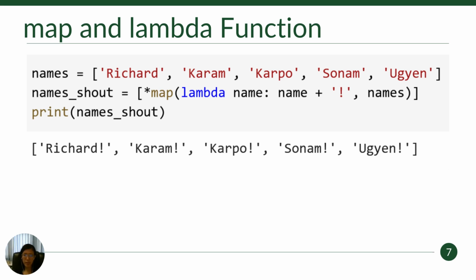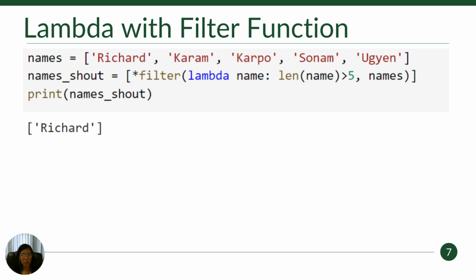Now let's look at another example, how I can combine lambda with the filter function. This time, what we want to do is, from the given name list, extract the name only if the number of characters in the name is more than 5. If you look at the name list, we can see here, Richard is the only name which fulfills the requirement.